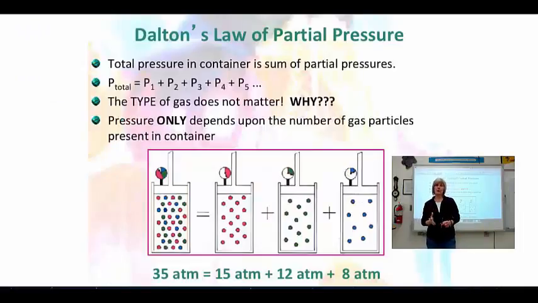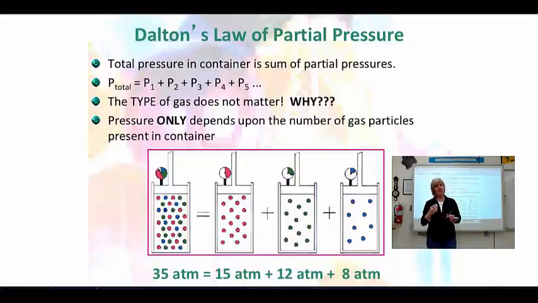Dalton's law of partial pressure tells us that the total pressure in a gas container is the sum of the partial pressures of each of the gases that are present. So we can say that the total pressure is equal to the pressure of gas 1 plus the pressure of gas 2 plus the pressure of gas 3, etc., however many gases you have. It doesn't matter what type of gas is present.